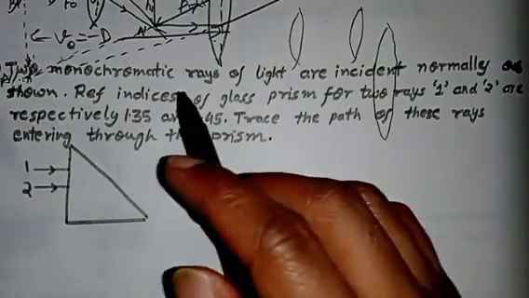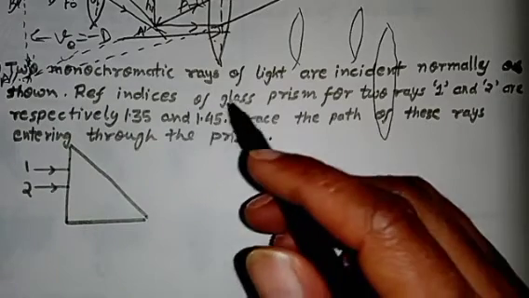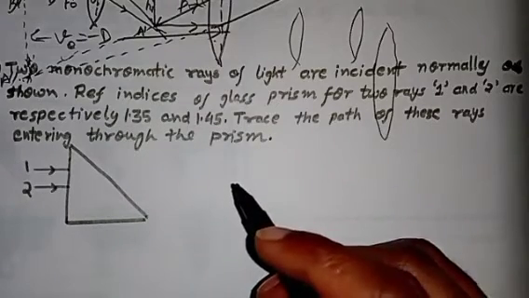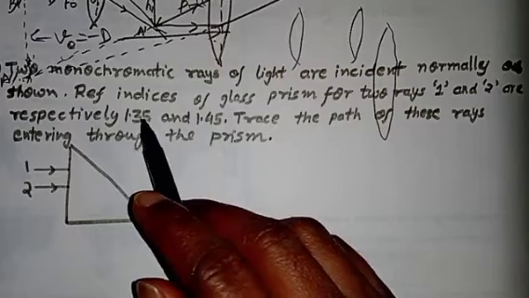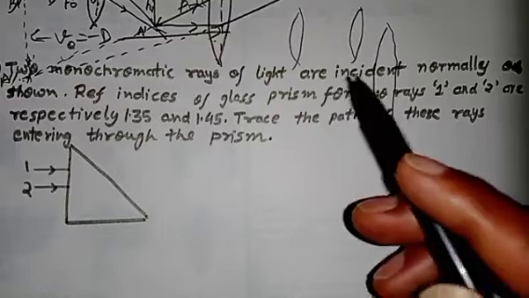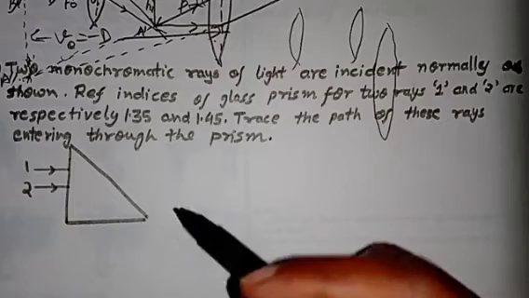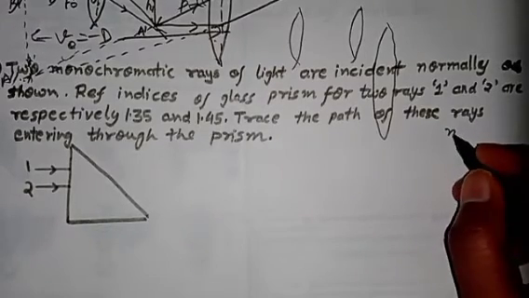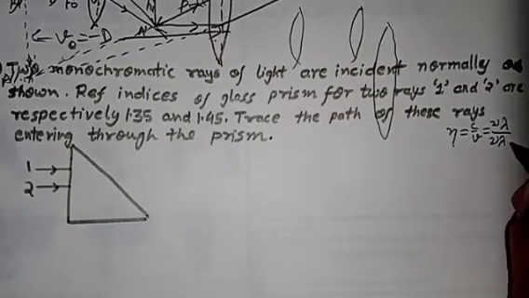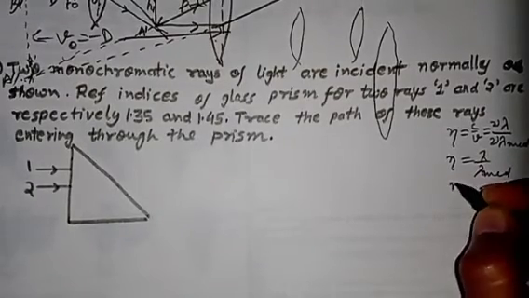Okay, here two monochromatic rays, 1 and 2, are incident normally as shown. The refractive indices of the glass prism for the two rays 1 and 2 are respectively 1.35 and 1.45. This is a bit tricky. Here it is given that the refractive indices of the glass prism are for two different rays. Often we have seen that the refractive index of glass is so and so, but here it is written that for two different colors it is different. It actually happens because refractive index is C by V. C is also given by nu lambda, V is nu lambda in the medium. So refractive index ultimately depends upon the wavelength in that medium.